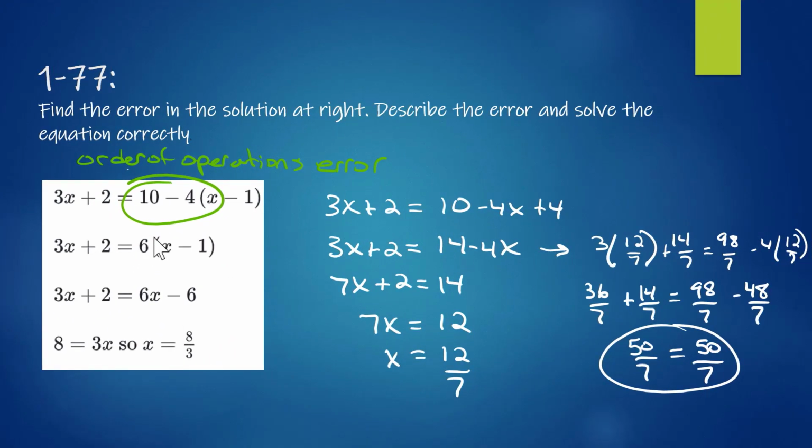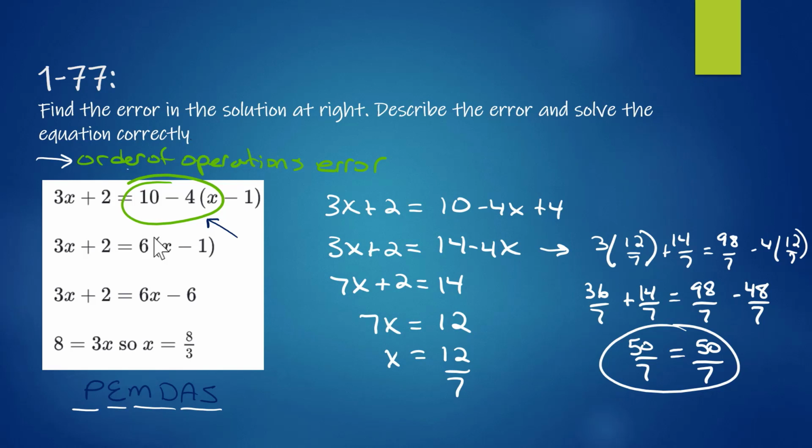All right, find the error in the solution at the right. Well, it's actually below, but describe the error and solve the equation correctly. This is an order of operations error. What they did is they subtracted the 10 minus 4. And you can't do that because in PEMDAS, it is parentheses first, exponents second, multiplication and division left to right, and addition and subtraction left to right.